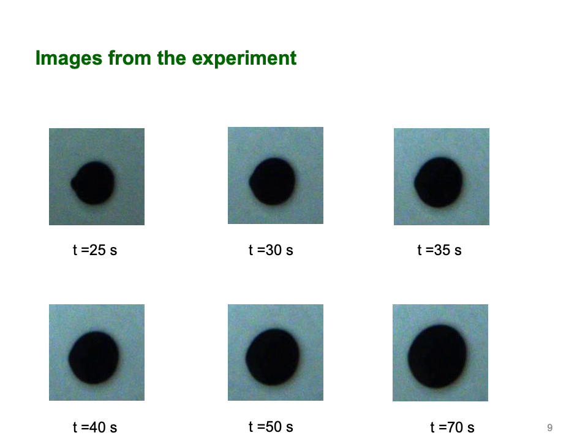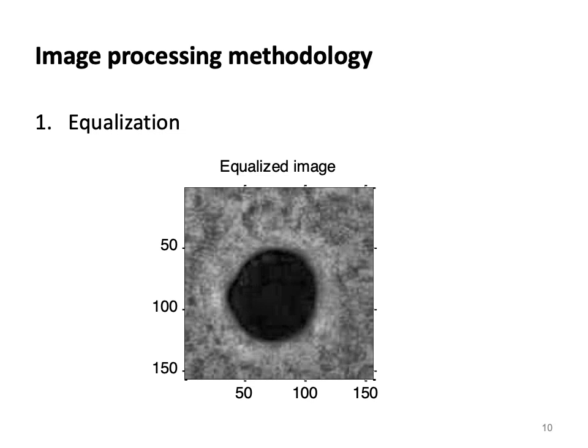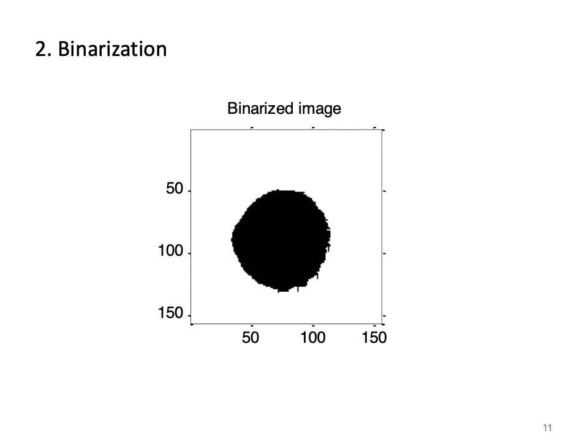From the previous experiment, we could register different images at different times where we can see that the ink is diffusing in the water. From the previous images, we now start with our image processing methodology, where the first step is to equalize the images, and we equalize the images in order to improve the contrast. The second step is to binarize the image in order to be able to perform the morphologic operations that correspond to the next step.